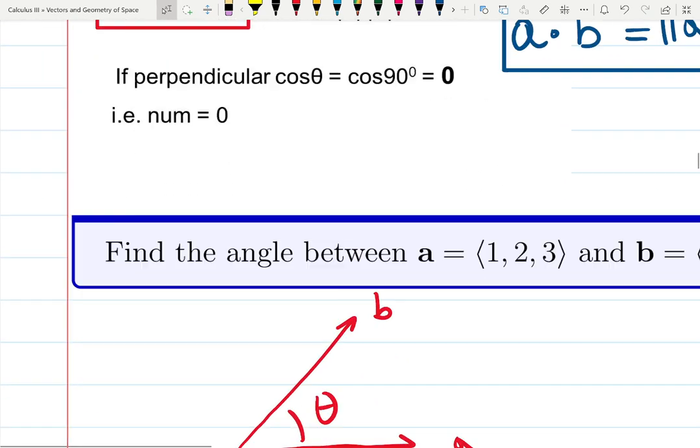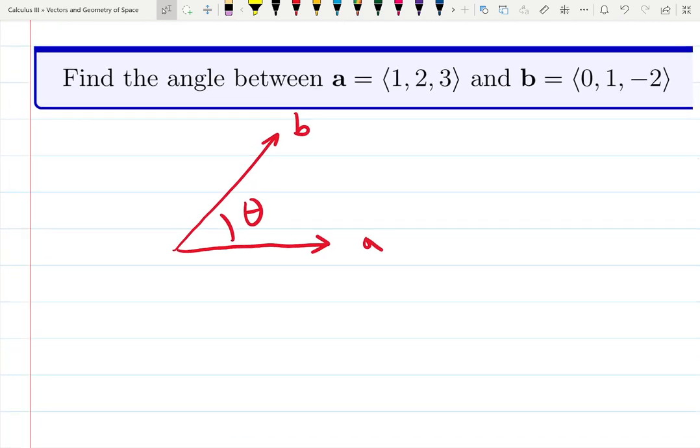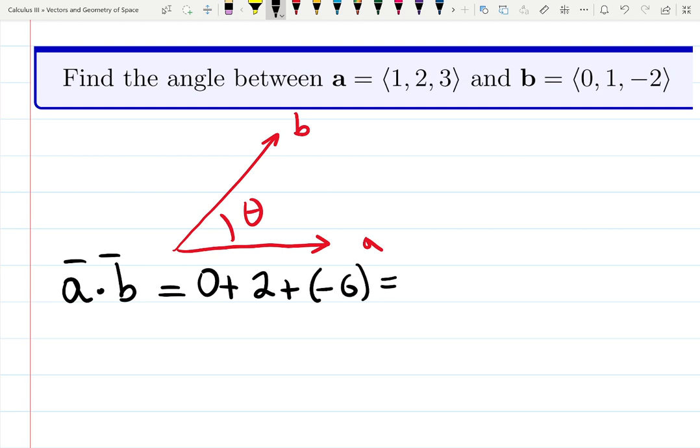So, let's see. Here they are, two vectors. Let's start the formula. A dot B, those are vectors, equals 1 times 0, that is 0, plus 2 times 1, that is 2, plus 3 times minus 2, which is minus 6. That gives you minus 4. Agree?